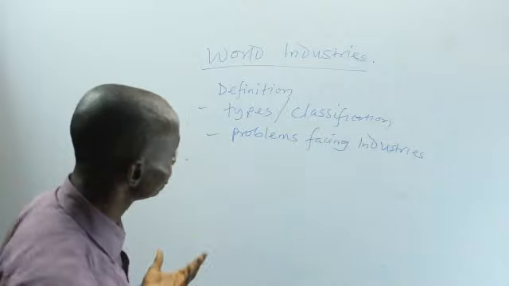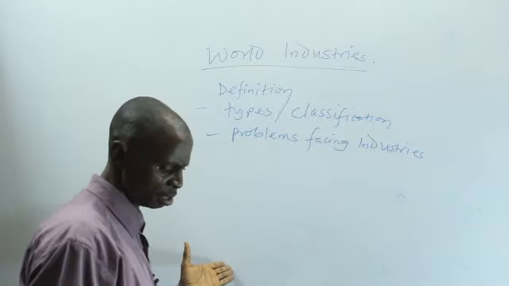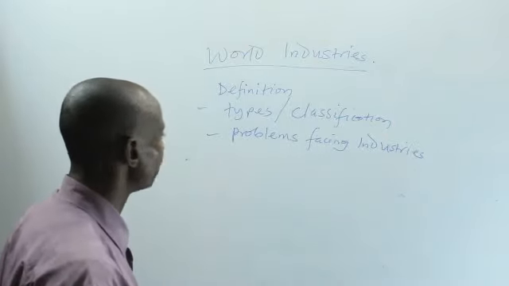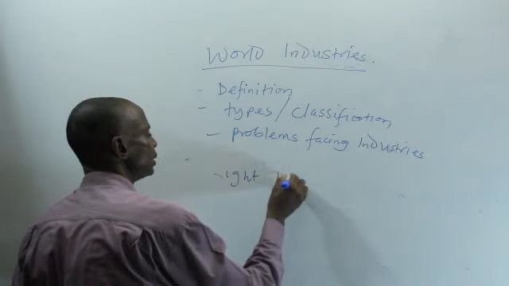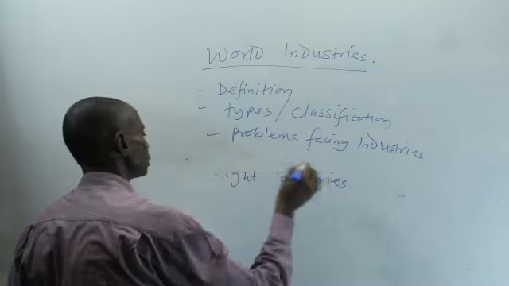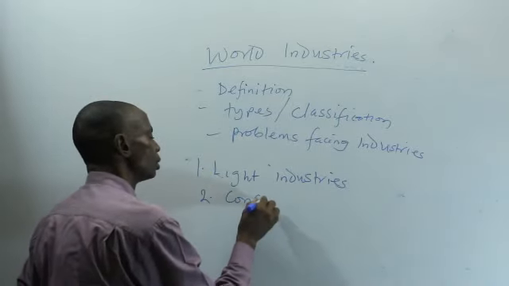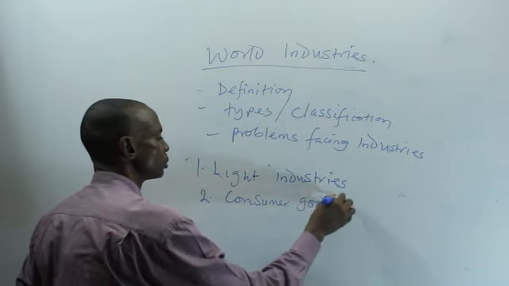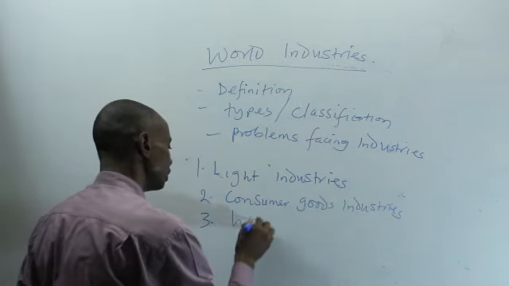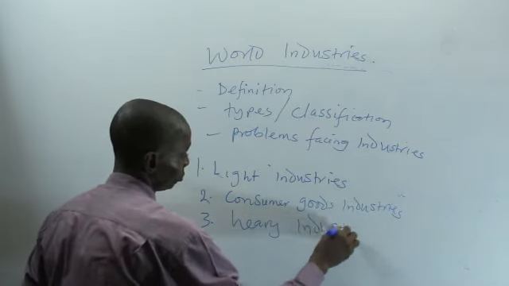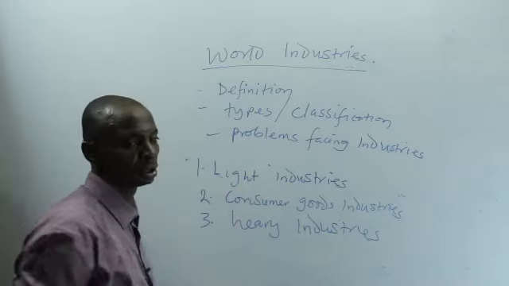Now, let's look at types or classification of industry. Industry can be classified according to the size. Industry can be classified according to what they produce. But generally, we are going to look at three types of industry. Number one, light industry. Number two, we talk about consumer goods industry. Number three, we talk about heavy industry. Now, if you look at this classification or types, they are classified based on what they produce.